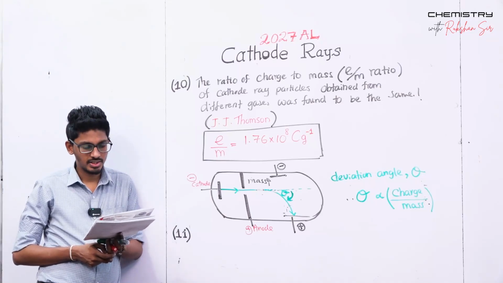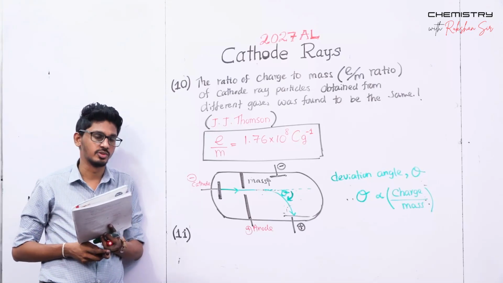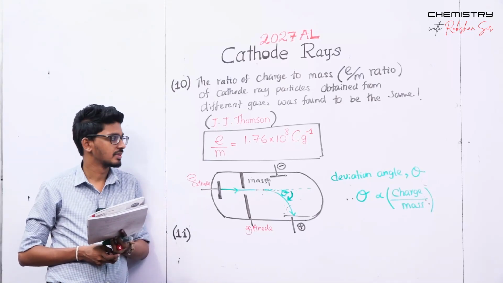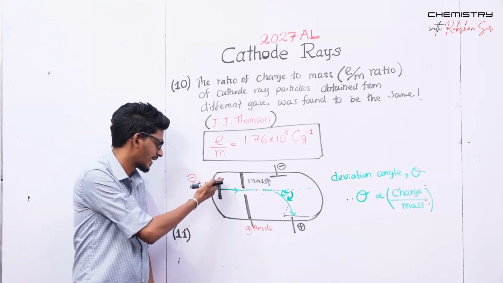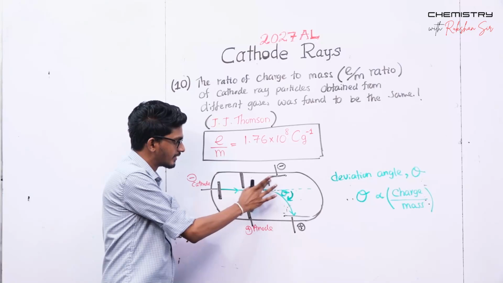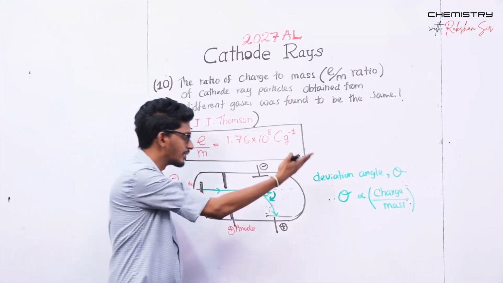Roman number 2, the material of the cathode. See, with different cathodic metals, with different gases inside the tube, still you got the same deviation angle. That means the e/m ratio is the same.